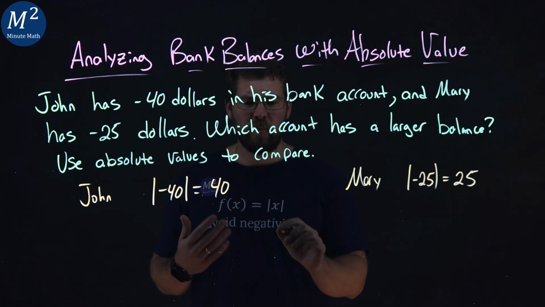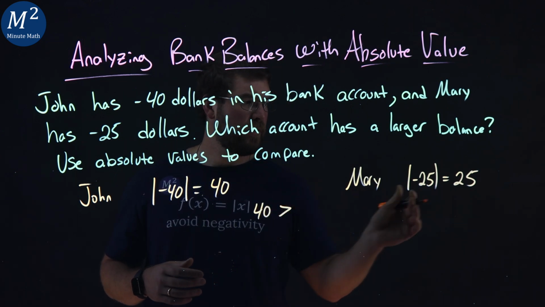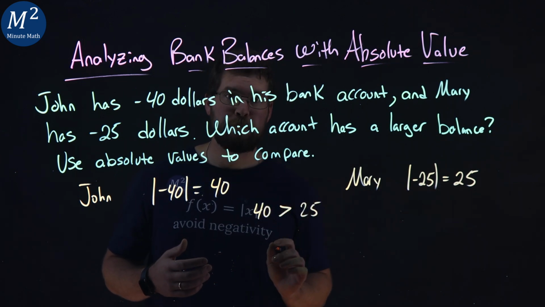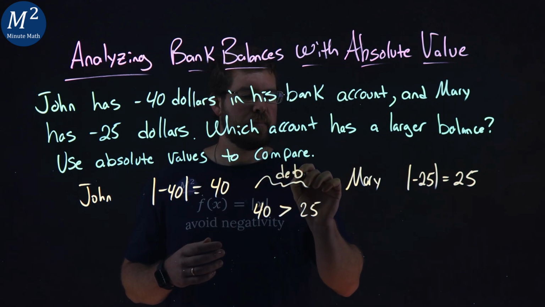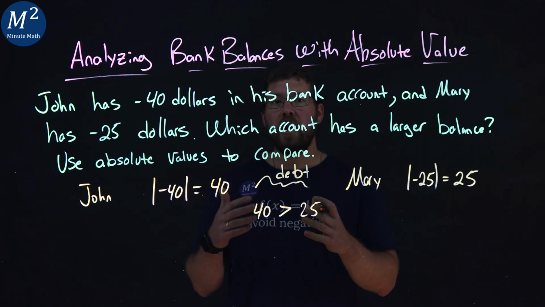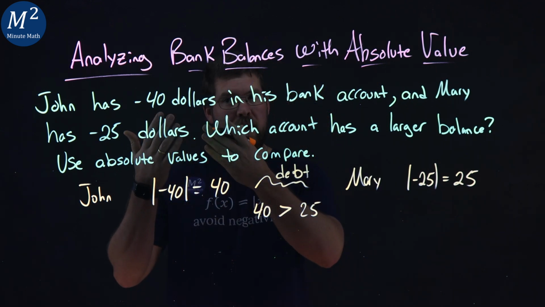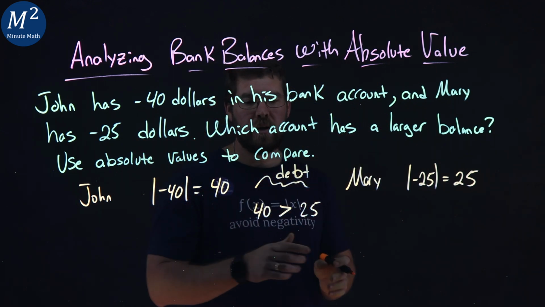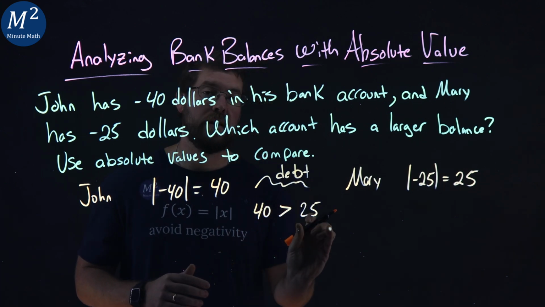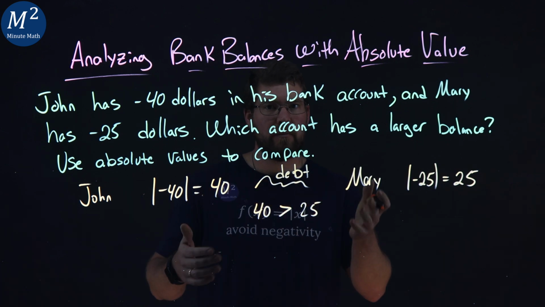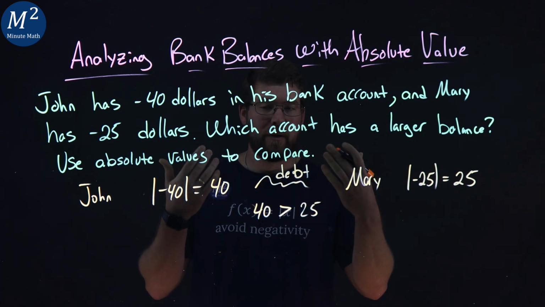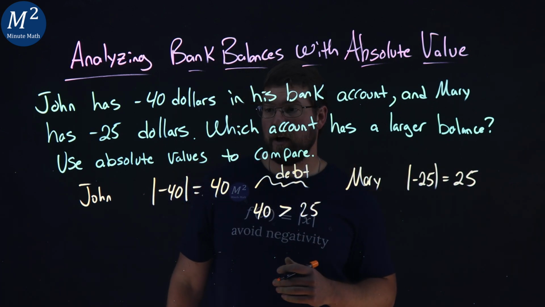What does this mean? Well, 40 is greater than 25. We know that. But this is referring to their debt. So John is more in debt with the negative $40 than Mary is with her negative $25, right? So John is more in debt than Mary. So that's what we're talking about here when we take the absolute value, right? And both were negatives. We're talking about they're in debt $40 and $25.